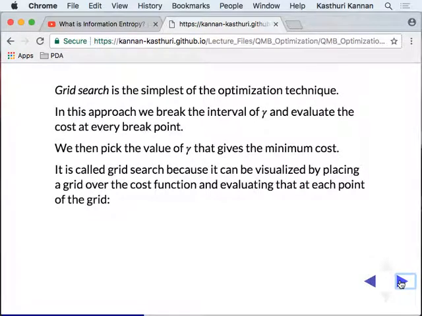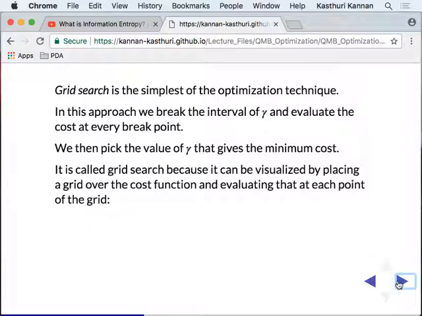Now, one of the simplest is the grid search. In grid search, it's an optimization technique in which we break the interval and evaluate the cost function on each of those intervals, right? Then we can pick the value that gives the minimum. It's very, very brute force. Remember the algorithms class in which we discussed the brute force algorithm. So it's a very naive algorithm.